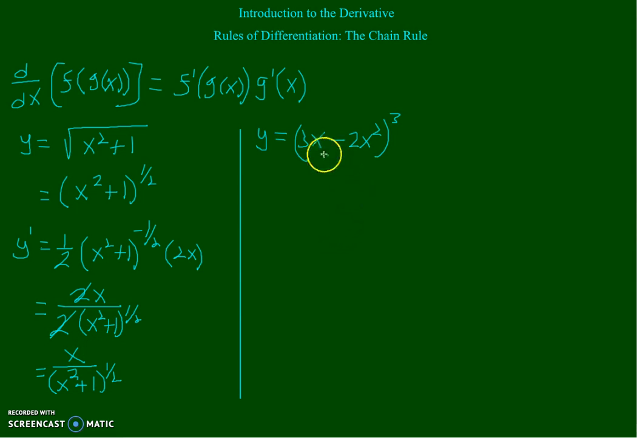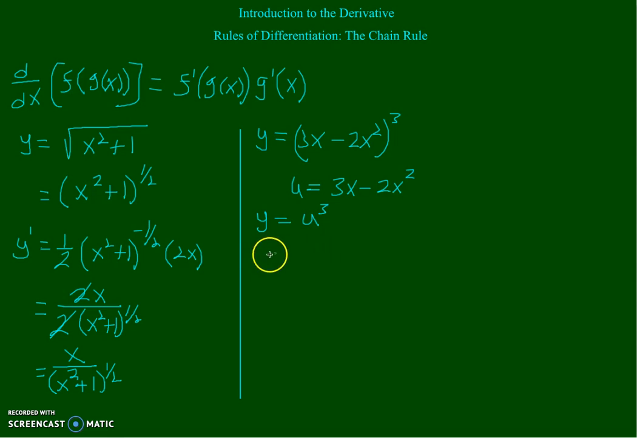In this example, we have another instance of some inner function being raised to the 3rd power, which is the outer function. Now, both this example and the previous one that we did before were examples of what's known as the general power rule. So again, if you think of this inner piece as some differentiable function of x, we'll call it u. Let u equal 3x minus 2x squared. Then what we have is y equals u to the 3rd.